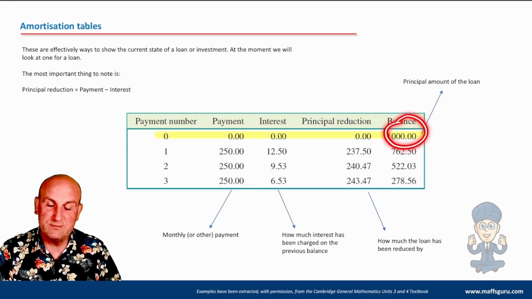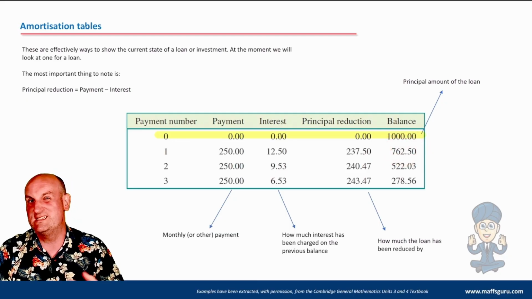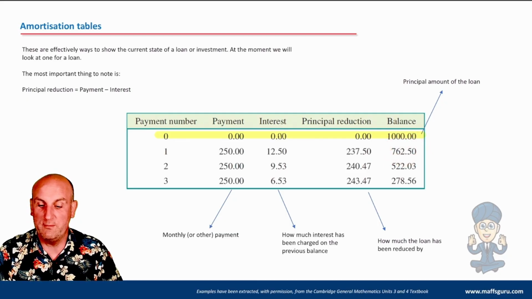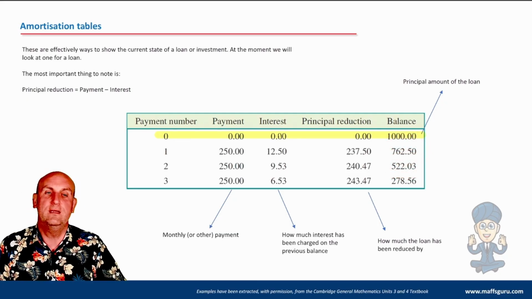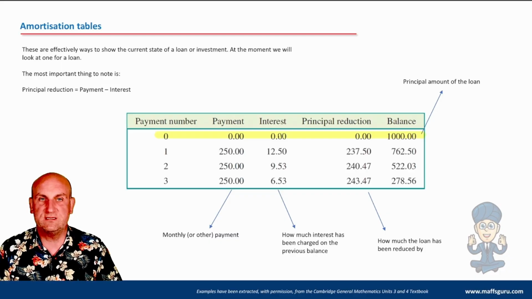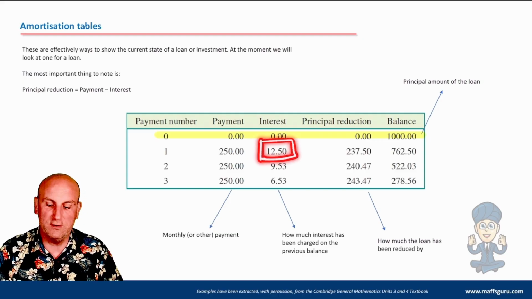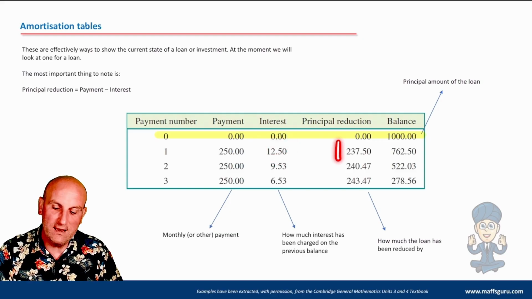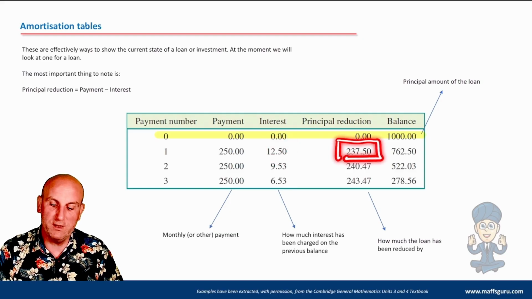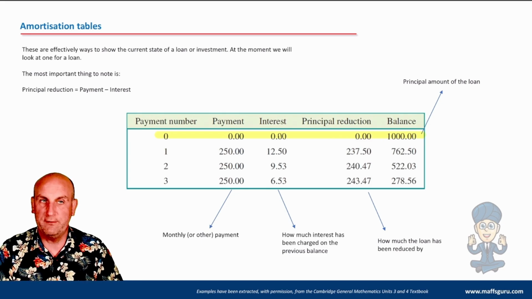At the start, my principal was $1,000. But then after 1 month, my principal changes to $762.50. And then my principal changes to $522.03. And so it goes on. So my principal reduction says, after I've made a payment of $250 and been charged $12.50, my balance is actually reducing by $237.50. Now think about that.